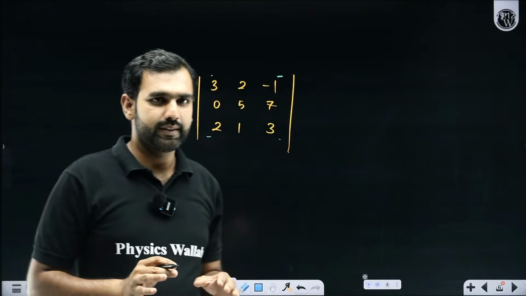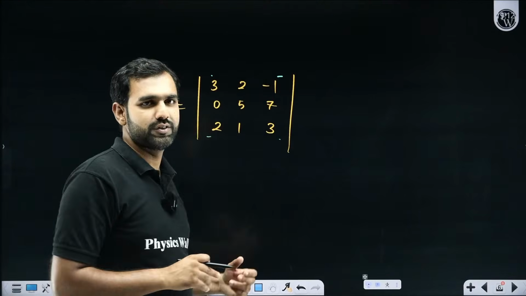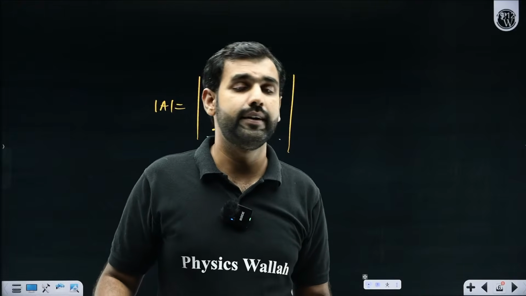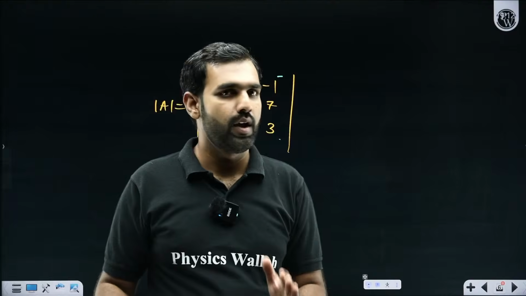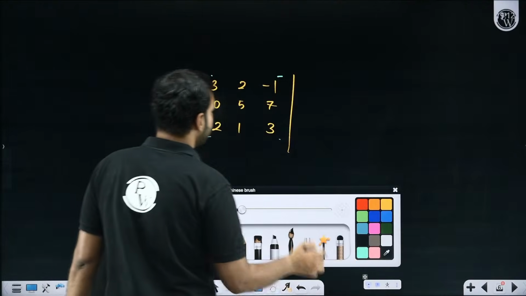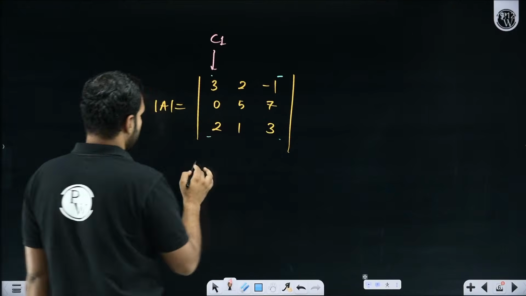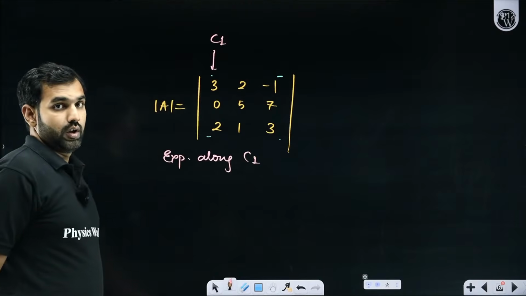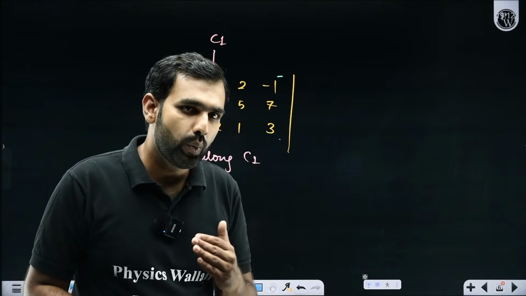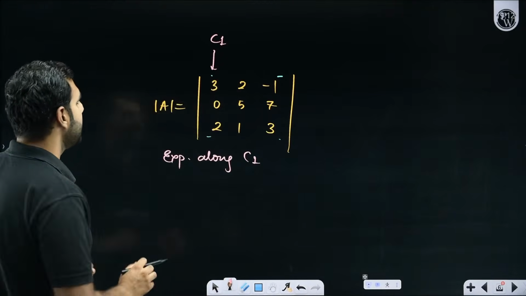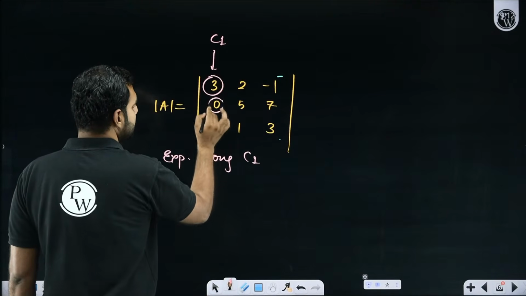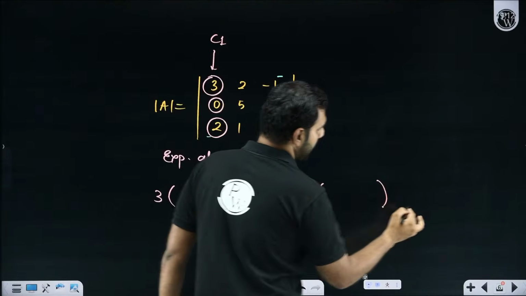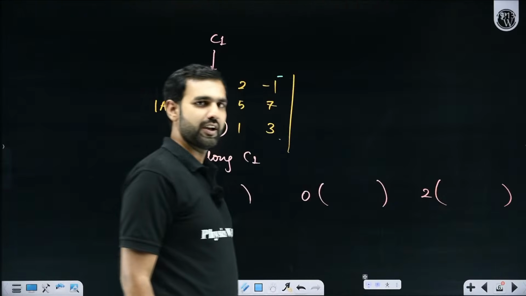Now the beauty here is that if you want to find the value of this determinant, you can expand it along any row or any column. Which means, let's say I have chosen the first column. So I am expanding it along column 1. When you have decided to expand along column 1, you write the elements of column 1, which are of course 3, 0 and 2. So I'll write this 3, I'll write this 0 and I'll write this 2. Everybody got this, or shall I repeat that part?